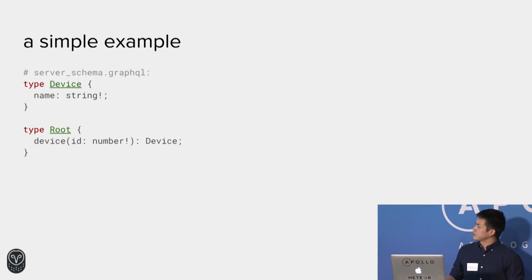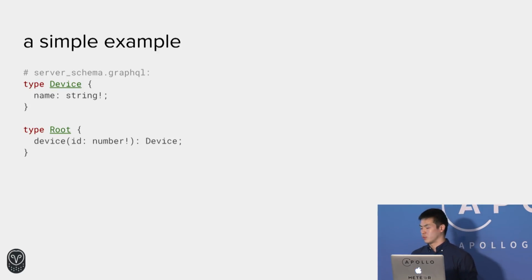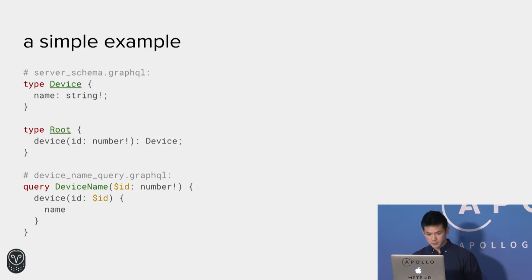So going back to our really simple device schema, here we have a device, it has a name, and then we have a really simple way of fetching the device by its ID number. So we might write a query like this where we're just fetching that information.